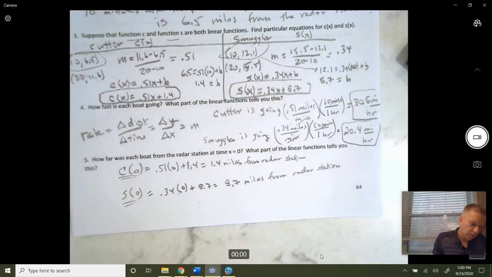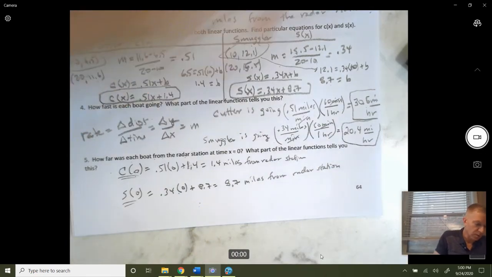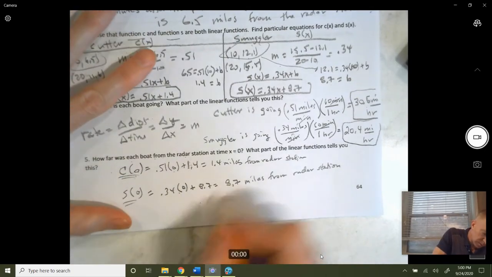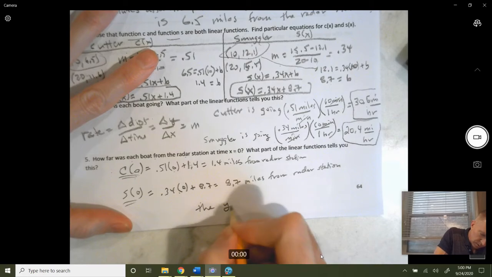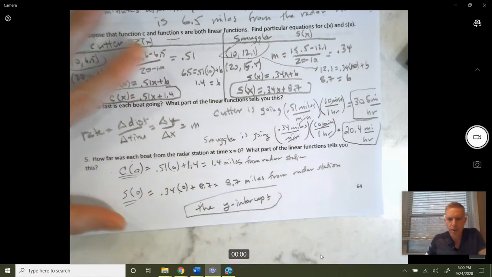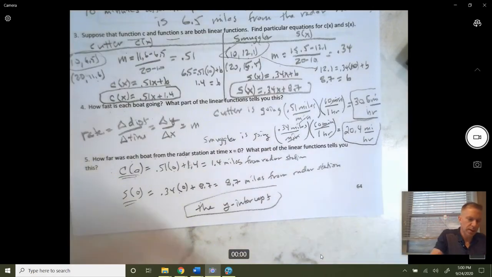Okay, and what part of the linear equation tells you this? Well, the value of y when x equals 0 is called your y-intercept. Okay, let's go to the next page.